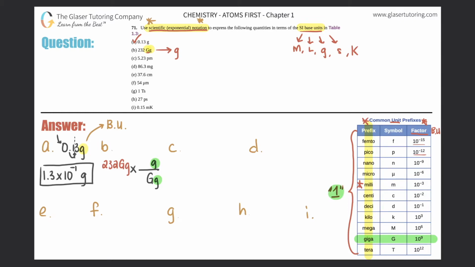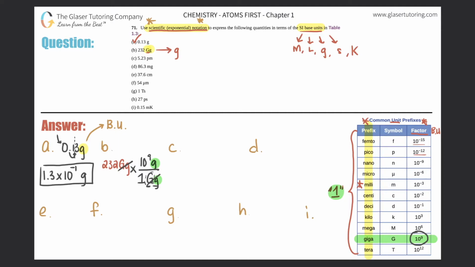So between these, gigagram is my prefix. The prefix is giga. So I have 1 gigagram, which equals 10 to the negative 9th. So that's what I'm going to put up here, 10 to the negative 9th. And gigagrams cancel out. I'm going to do the math. So 232 times 10 to the 9th.